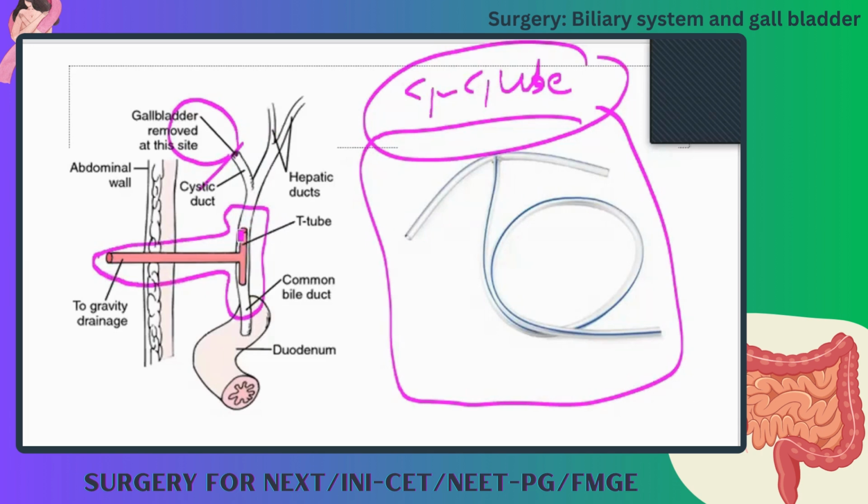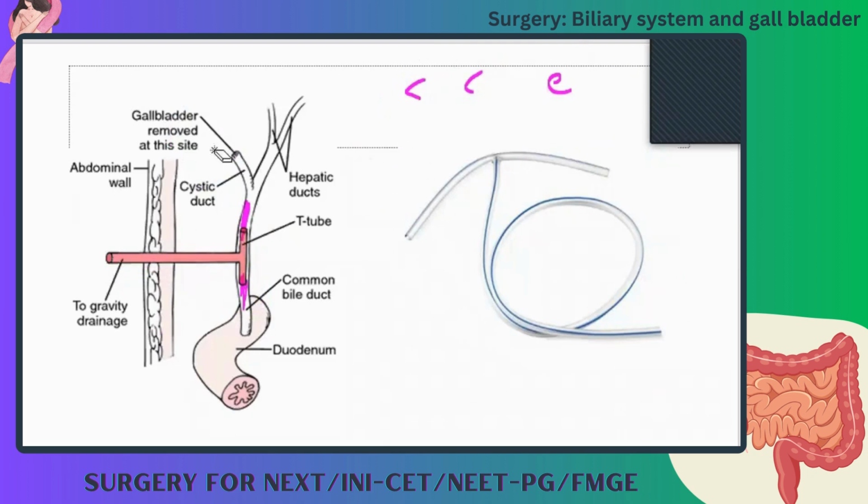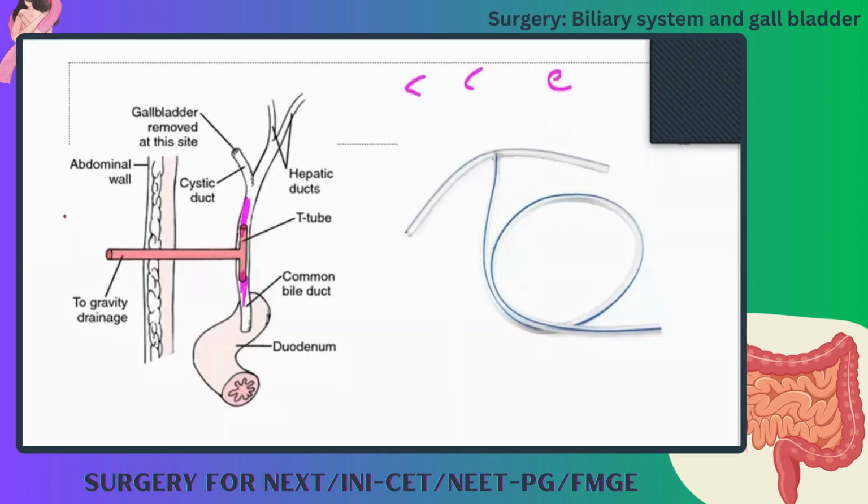It has two arms, one proximal and one distal, and it communicates to the outside also. After 14 days, we give a dye through it and take a picture to see whether the dye is free flowing into the duodenum or not. If it is free flowing, then there is no stricture, and we can remove the T-tube. This technique is known as a T-tube cholangiogram.